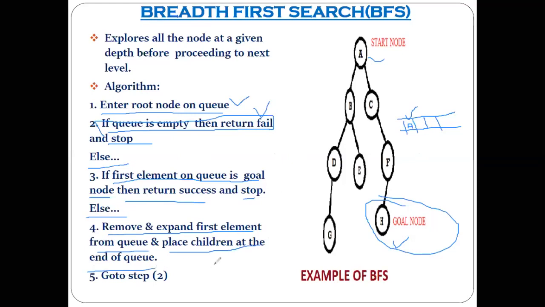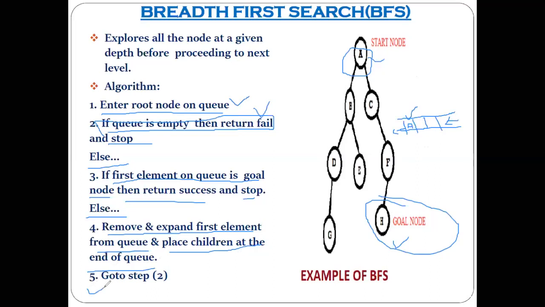Means what we have to do here? Remove A from the queue, and you have to expand this first node. Expand in the sense what? Add new elements, you have to go for its children. The children of A are the subnodes, and you have to add them at the end of the queue. This is the end of the queue, and this is the start of the queue. And this process you have to continue.